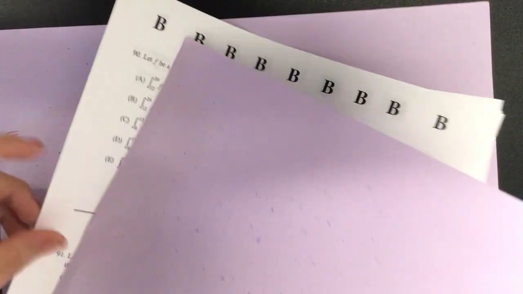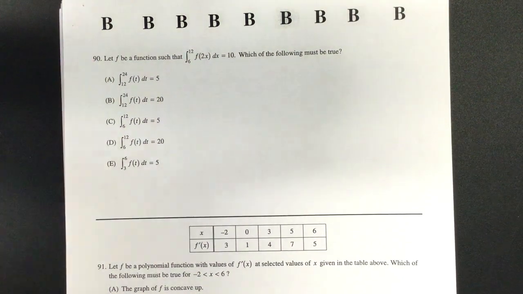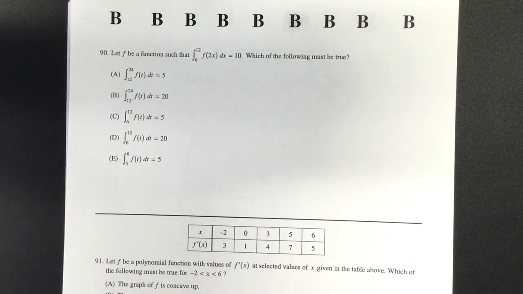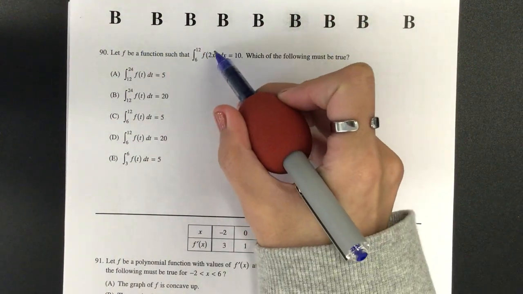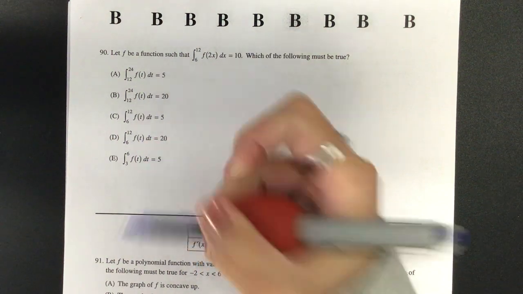Okay, next one, we've got 90. Let's read number 90, please. Let f be a function such that the integral from 6 to 12 of f of 2x dx equals 10. Which of the following must be true? When you look at this, you might think they didn't even give you the function at all. The best thing to do is analyze the answer choices. I have it in terms of x, but my answer choice is in terms of what letter? T. So I need to transform it.